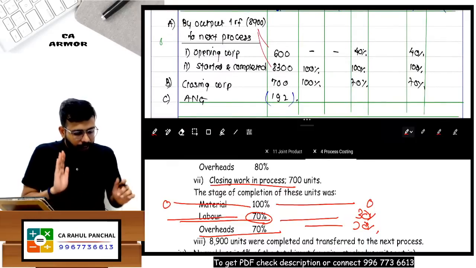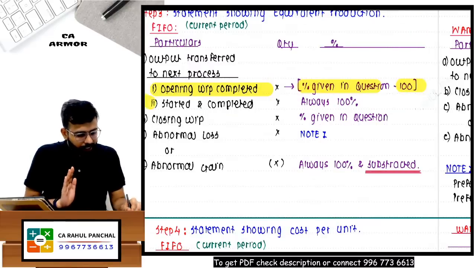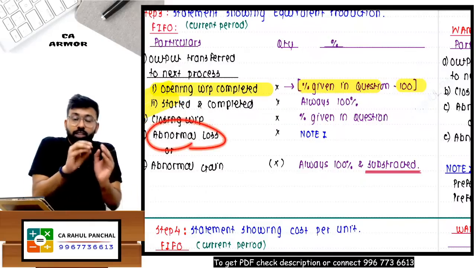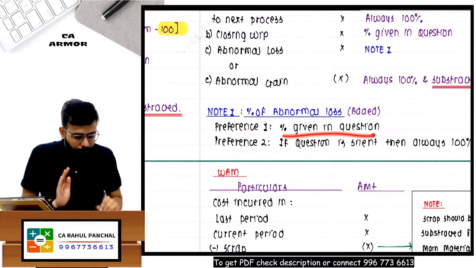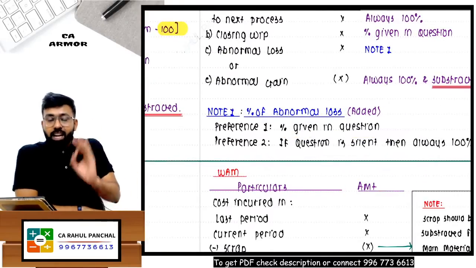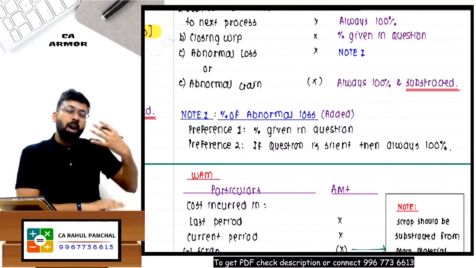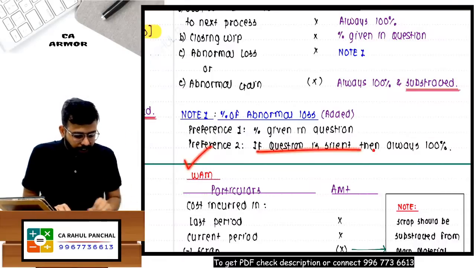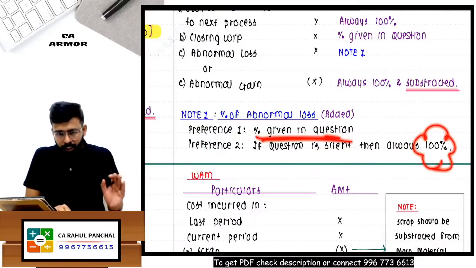If it is abnormal gain, you just need to remember one rule. Then there is closing WIP. For closing WIP, whatever is given, you have to write. For abnormal loss, if it is on the debit side, it will be abnormal loss, and whatever percentages are given, you will refer to those. If nothing is given about abnormal loss, you can take 100%. Only one question in the RTP or MTP has taken some other percentages, but anything can be assumed if the question is silent. If the question says some percentages, use those.